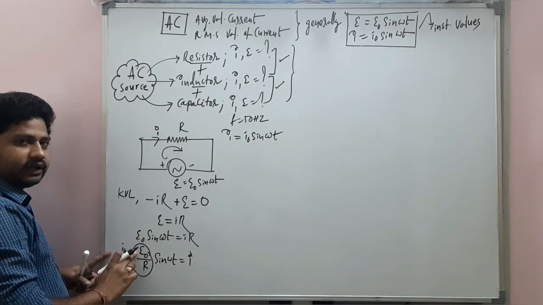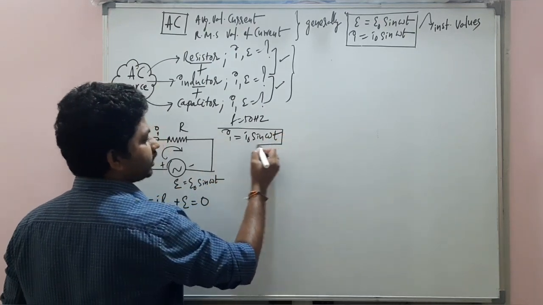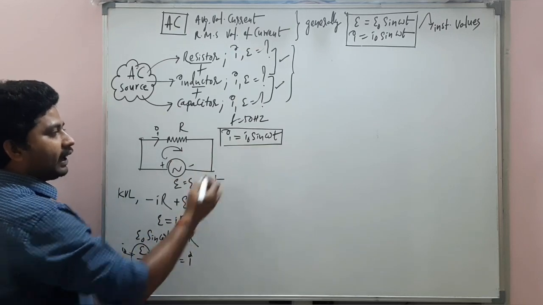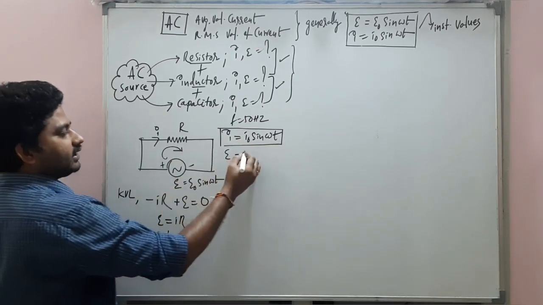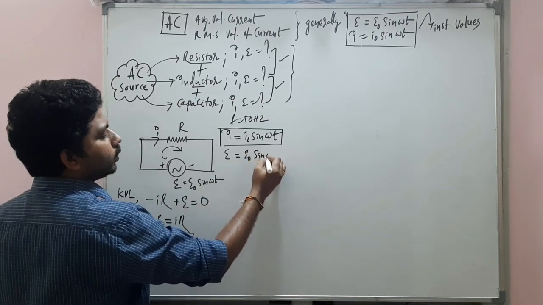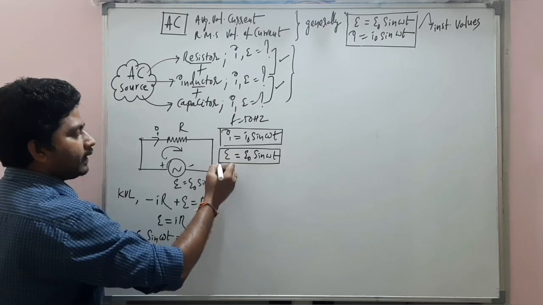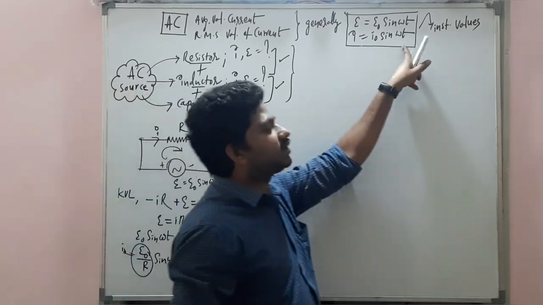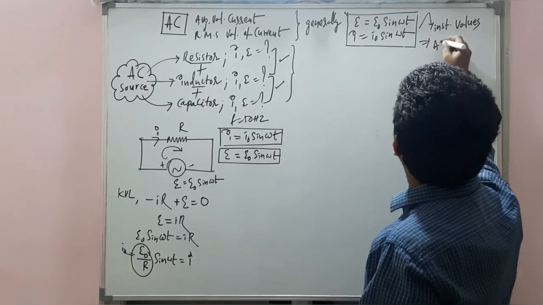E naught is the peak value of EMF. So I is equal to I naught sine omega t, and the instantaneous EMF is E naught sine omega t. So the general equation is as it is. Of course, we have discussed this general equation in the case of the AC generator.